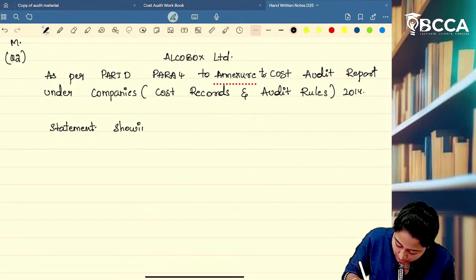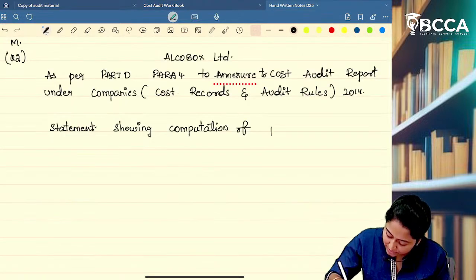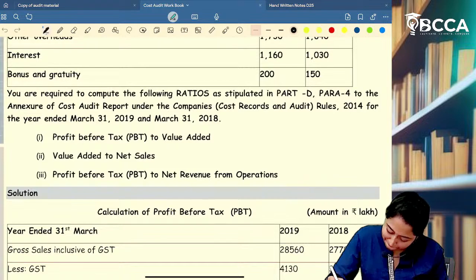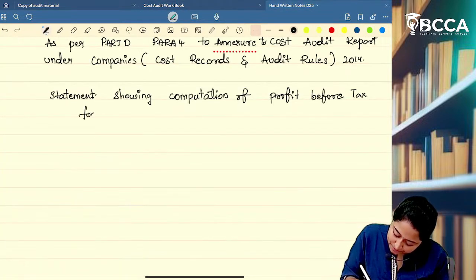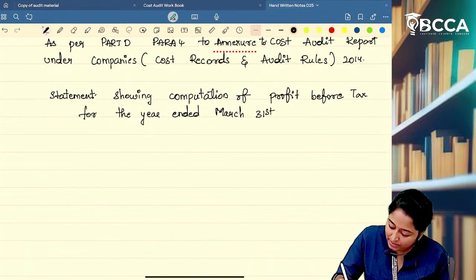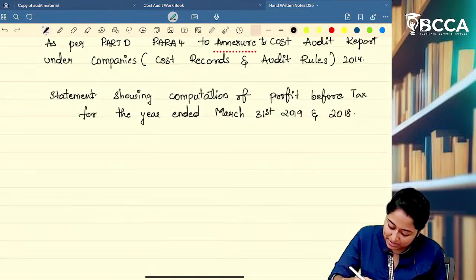Statement showing computation of profit before tax for the year ended March 31st, 2019 and 2018. Amount is given in rupees lakhs.